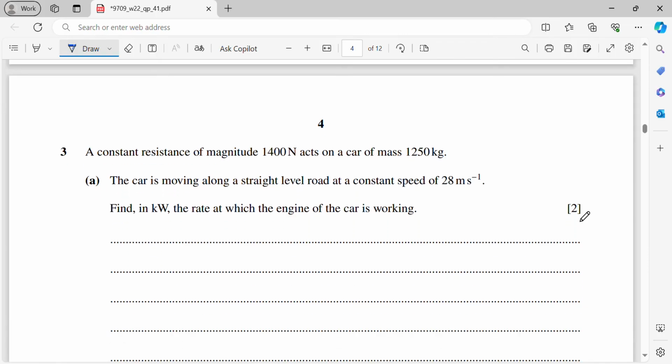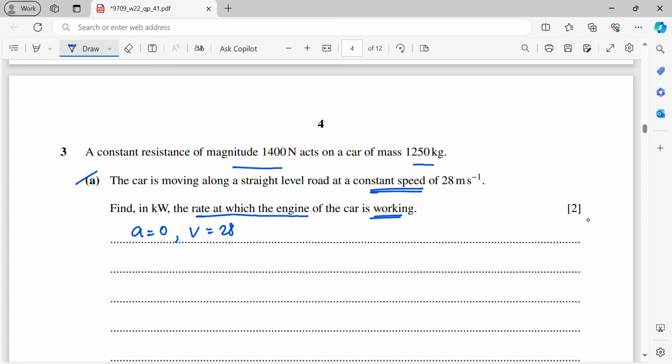Okay, now for question number 3. A constant resistance of magnitude 1400 newtons acts on a car of mass 1250 kilograms. The car is moving along a straight level route at a constant speed of 28 meters per second. Find, in kilowatts, the rate at which the engine of the car is working. Now constant speed means that a equals 0, and v equals 28.